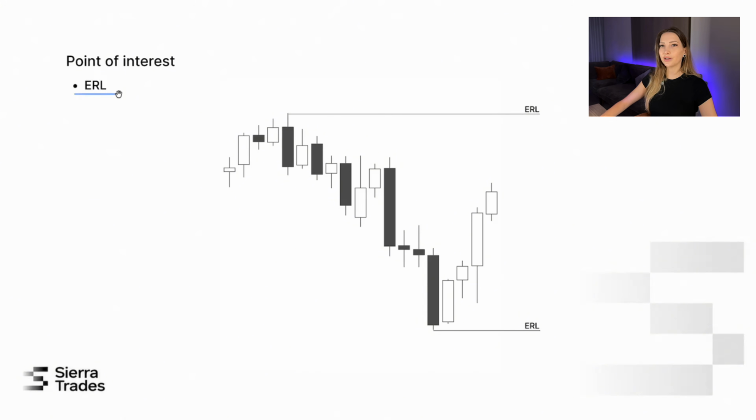Second, the external range liquidity. These are obvious levels where retail stop losses build up, below swing lows and above swing highs. Usually price grabs that liquidity before making its real move. And when I see an external range liquidity aligned with my bias, that's a zone I'm watching closely, I'm interested in. So if my bias is bullish, I'm gonna wait for price to grab this liquidity before moving higher. And if my bias is bearish, I'm gonna wait for price to grab this liquidity and then move lower.